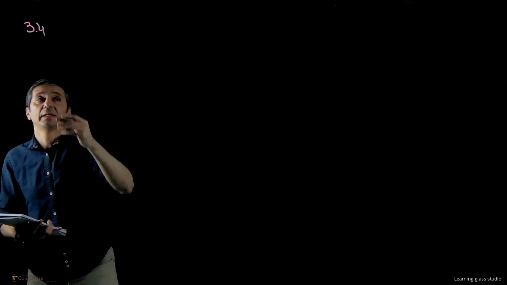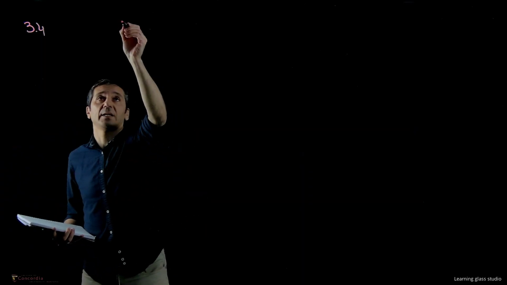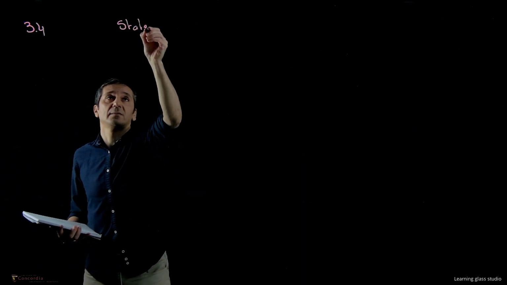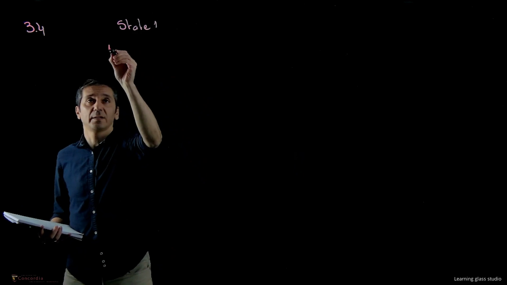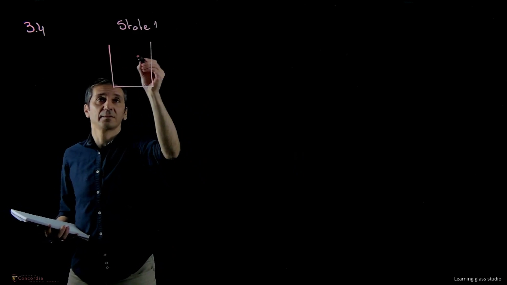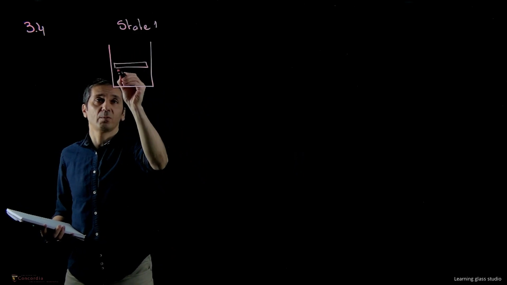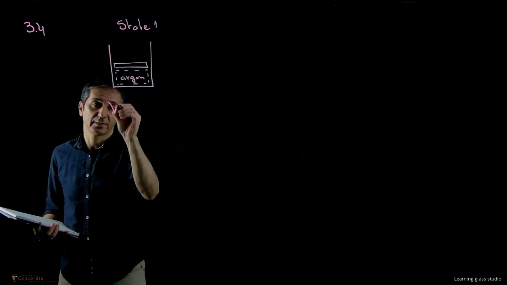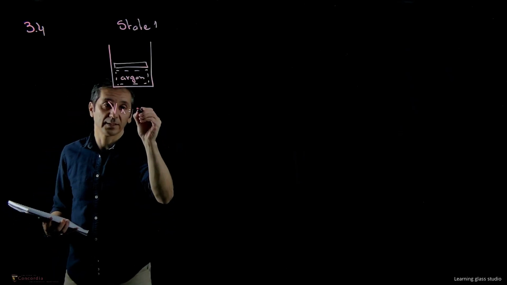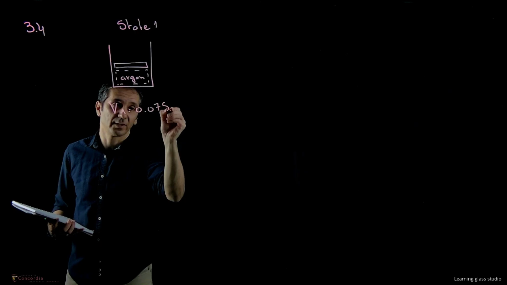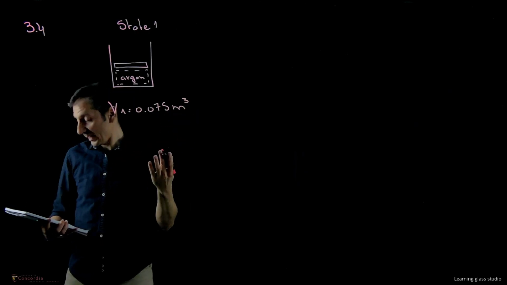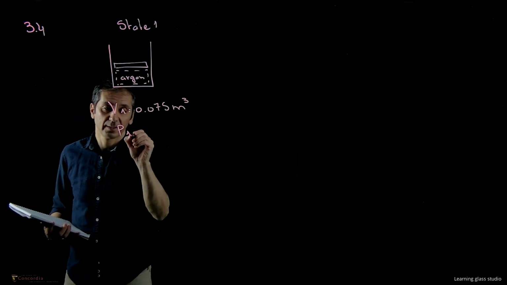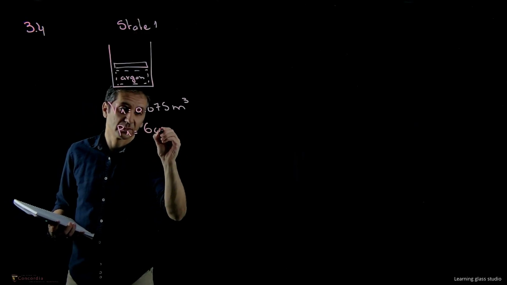Okay, so this is problem 3.4. Let's sketch the problem. What do we have? We have at state 1 a piston cylinder assembly with an ideal gas here. In our case, this is argon. And what do we know? We know that the initial volume V1 is 0.075 cubic meters, and the pressure P1 is equal to 600 kilopascals.